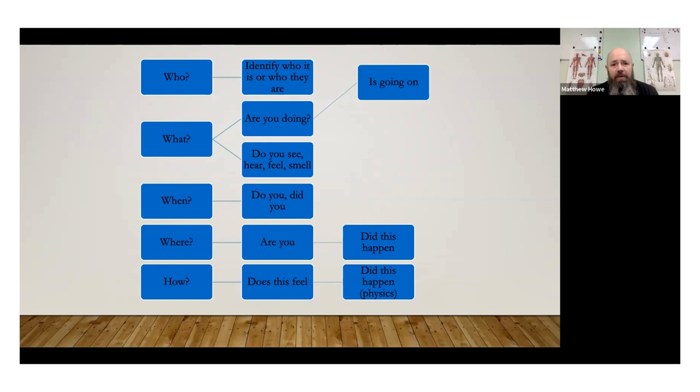So we move on down to questions like what are you doing? What is going on? If we're talking in terms of pain or incredible sensation or awareness, right? Stress, that's a big one as well. What are you doing when this pain occurs? What are you doing when this stress seems to go from manageable to overwhelming? What's going on? What's going on inside of you? What's going on around you?